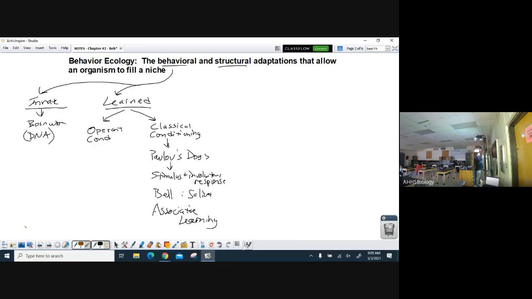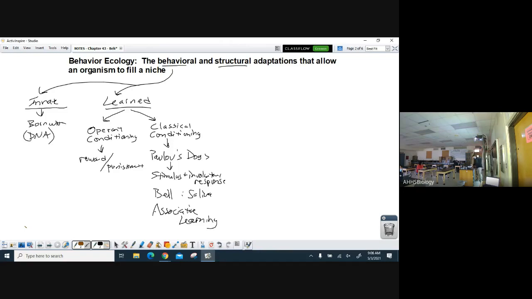operant conditioning. And this one, it is a reward or a punishment. And so do something good and you will get something good in return. If you get an A in your class, I'm going to give you $10, right? That kind of thing. I learned to do well in my class because I'm going to get $10. It's not an involuntary response. It is associated. I don't know.